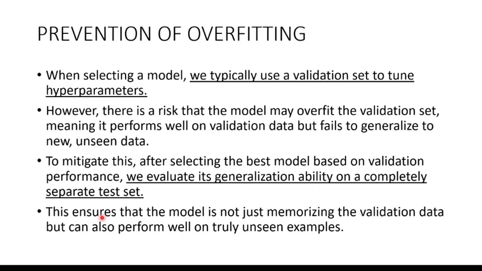When we are selecting a model, we typically use a validation set to tune hyperparameters. What are hyperparameters? Hyperparameters are different from parameters. For example, the number of layers, the number of neurons, the learning rate of the model, and the number of epochs, that means how many times you pass the data through the data set. More epochs will improve the learning, but more epochs can also result in overfitting. Similarly, batch size and the optimization algorithm you are using all come under hyperparameters.